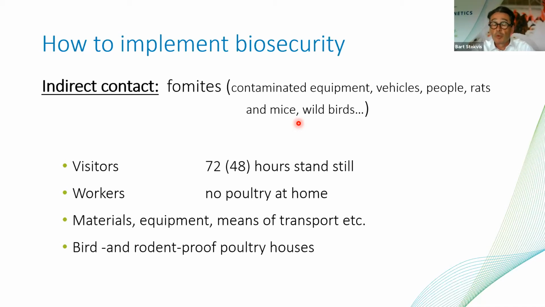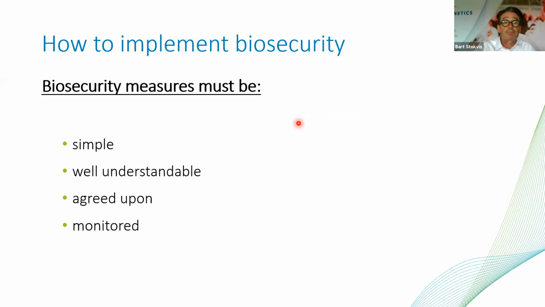You have to look at your workers, because when they have poultry at home, when they have backyard poultry, they will bring the pathogens from their backyard to the farms. You have to be critical on the materials, equipment, means of transport, and already mentioned, the poultry houses, they should be bird and rodent proof.